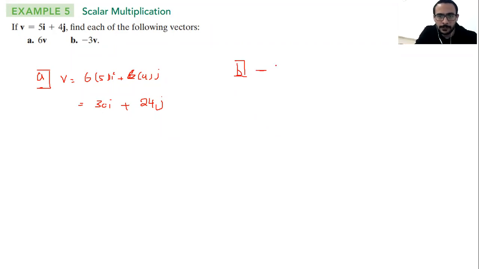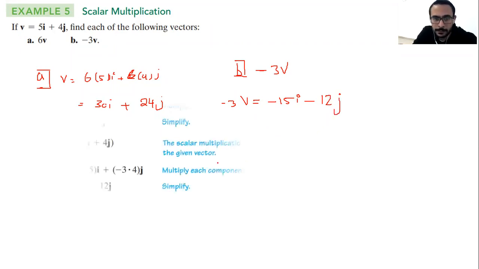Negative 3v equals: multiply negative 3 by 5. This is the new v. Negative 3 times 5 is negative 15i, and negative 3 times 4 is negative 12j. That's it.